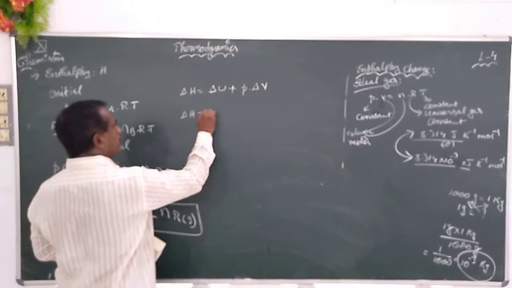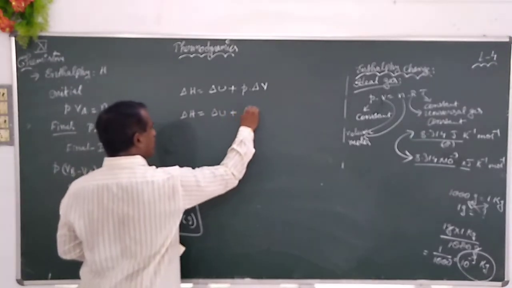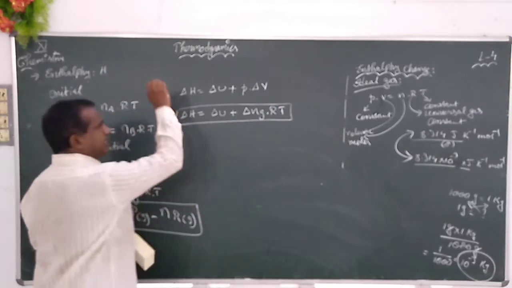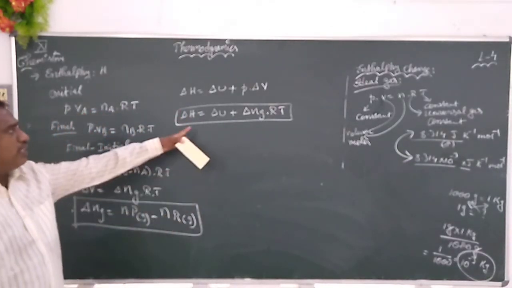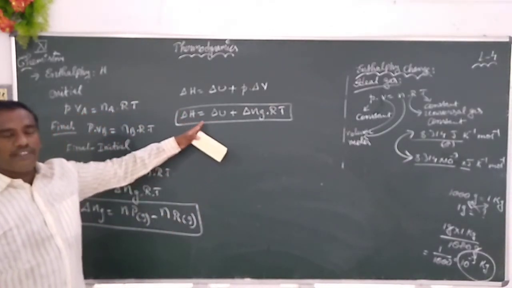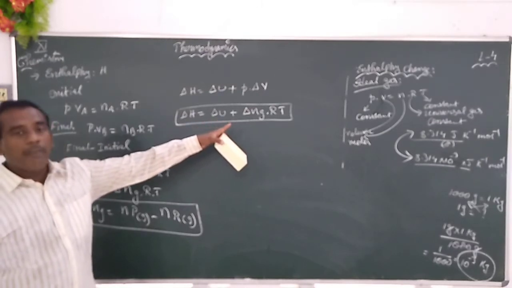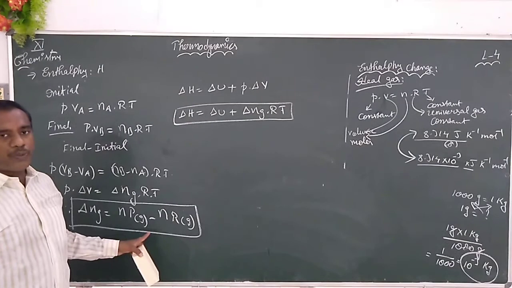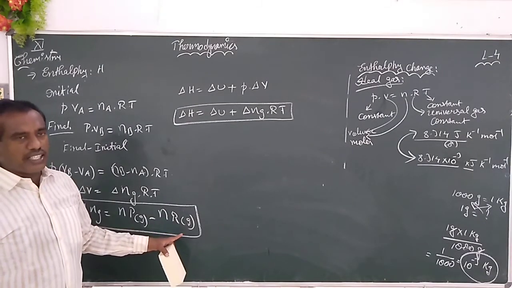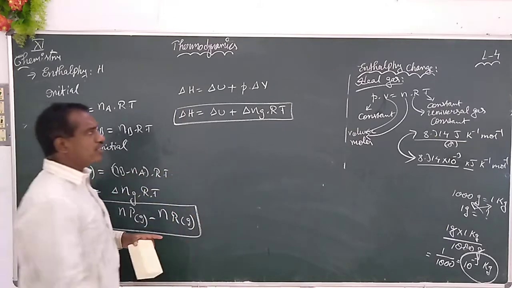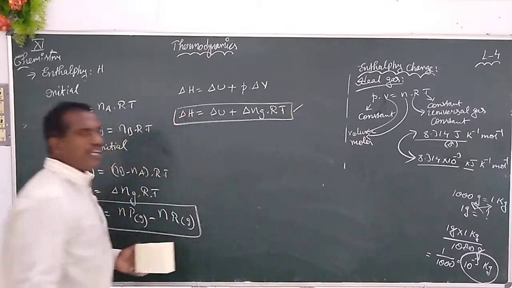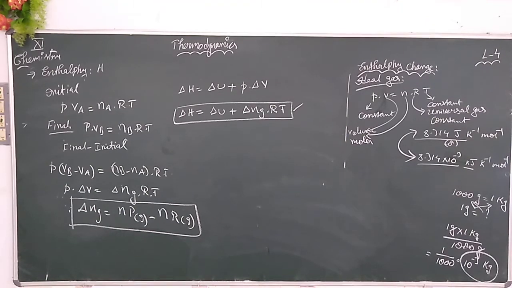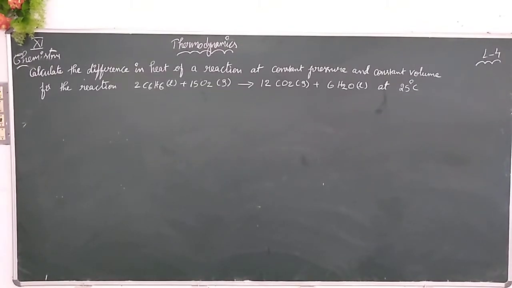So you are able to derive an equation where you can write the change in enthalpy is equal to change in internal energy plus delta Ng, the change in the number of moles of gaseous products minus gaseous reactants, into R into T. Based on this equation, we are doing 2 to 3 problems. Let us see one of the numericals here, children.